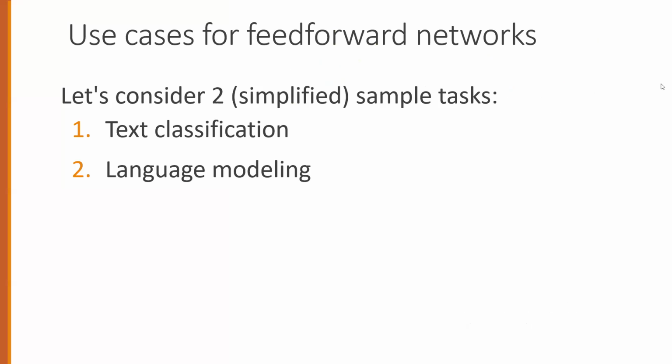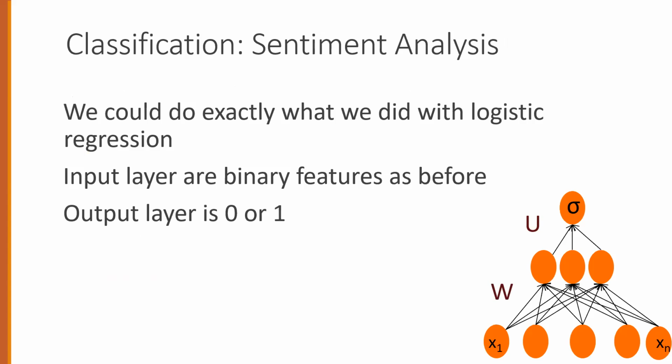So let's consider two simplified sample tasks. The first is text classification and the other is language modeling. Now, state-of-the-art systems use more powerful neural network architectures, but simple models are useful to consider. So in this lecture, we're going to use the simple models. In this section, we will look at classification tasks like sentiment analysis. In the next section, we'll introduce neural language modeling.